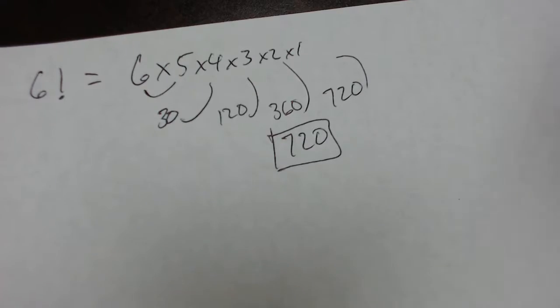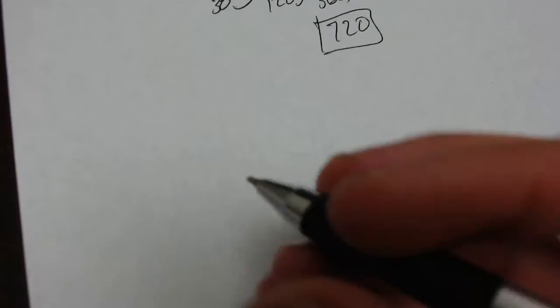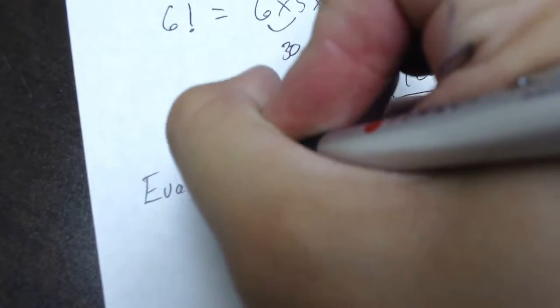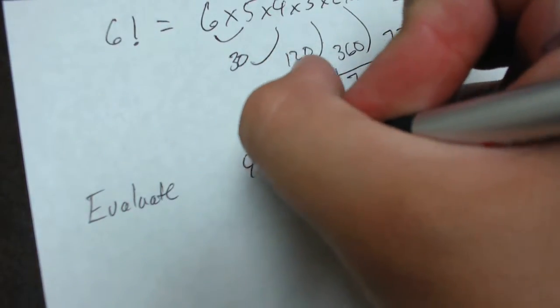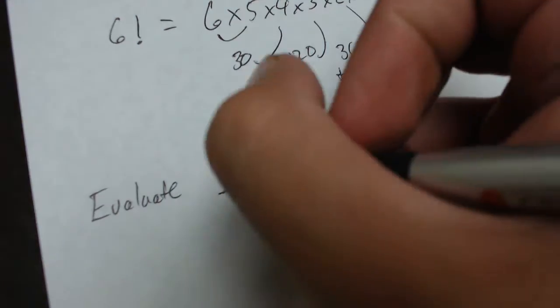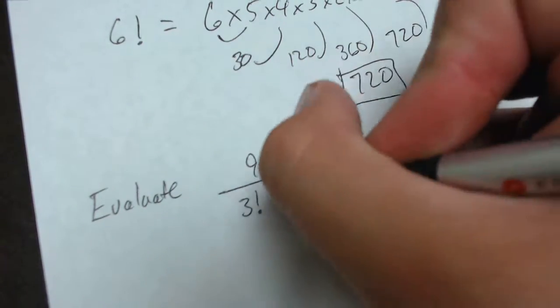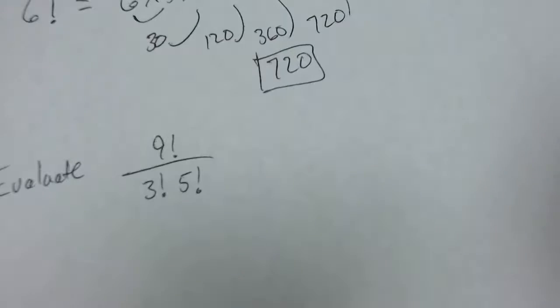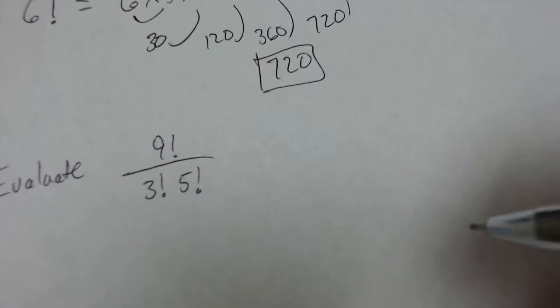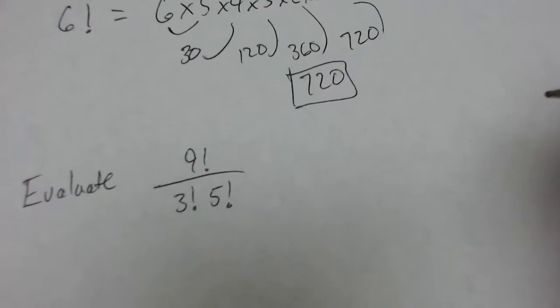But it's never that easy. Now, the problems you're going to get are like this. They want you to evaluate 9 factorial divided by 3 factorial and 5 factorial, but you cannot use a calculator. This is not impossible. All we have to do is rewrite these.